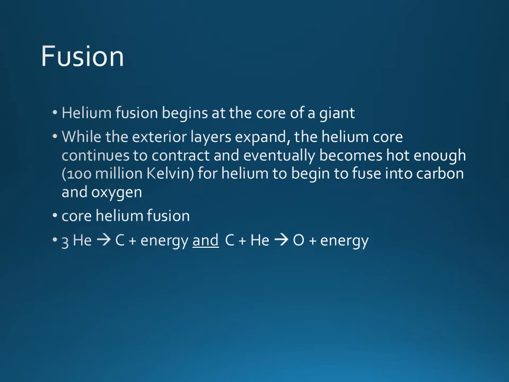Helium fusion begins at the core of a giant. When the exterior layers expand, the helium core continues to contract and eventually becomes hot enough, 100 million Kelvin, for helium to begin to fuse into carbon and oxygen. 3 helium go to 1 carbon plus energy, or carbon plus helium go into oxygen plus energy.